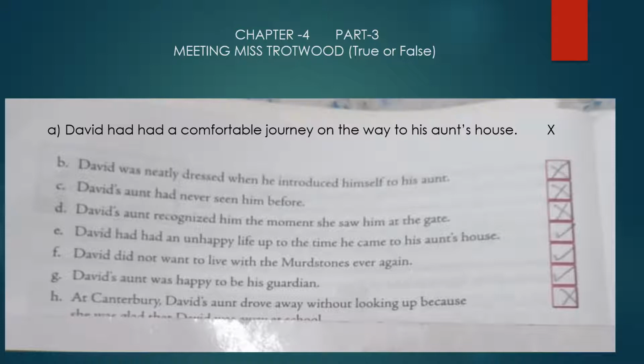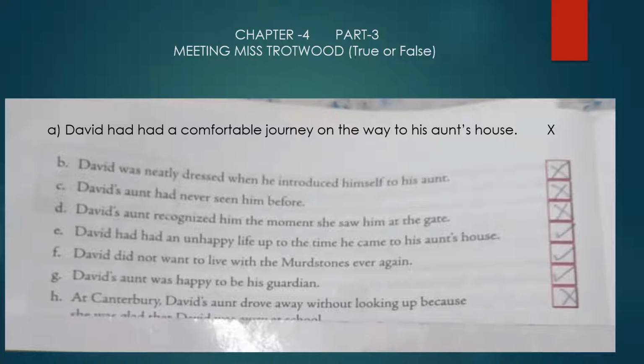Our second sentence is: David was neatly dressed when he introduced himself to his aunt. This is also wrong. Why? Because when he introduced himself to his aunt, his clothes were very dirty and his hat was crushed and he did not comb his hair. So was David neatly dressed? No, it is wrong. So this statement is wrong.